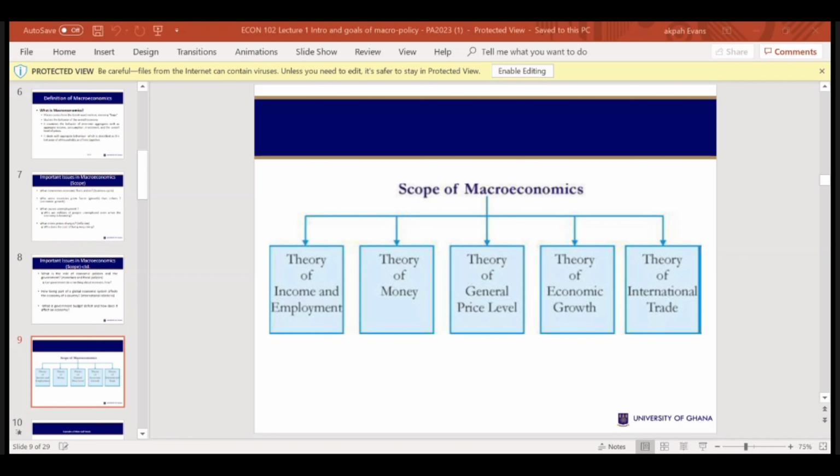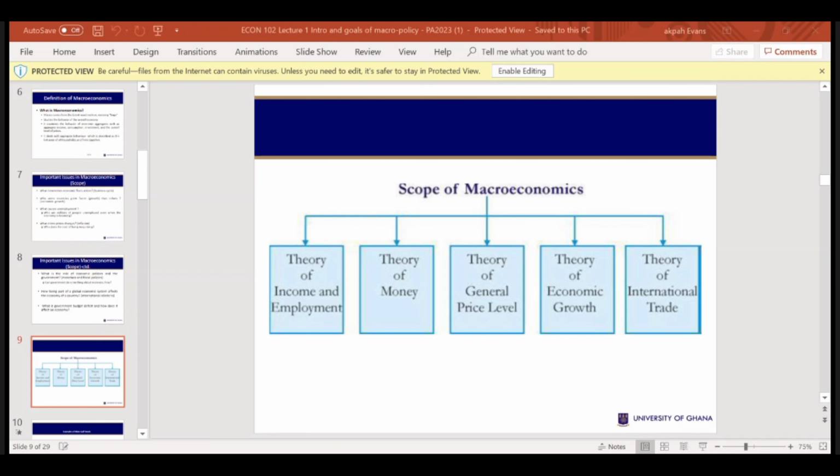The theory of general price level, which is the inflation we are talking about. The theory of economic growth. How do you measure economic growth? Normally we measure economic growth by change in GDP. If the country produced 2 billion worth of goods this year, and next year we are producing 3 billion, you don't need software to tell you there has been an improvement in economic growth. So normally we measure economic growth based on the level of GDP within the country.